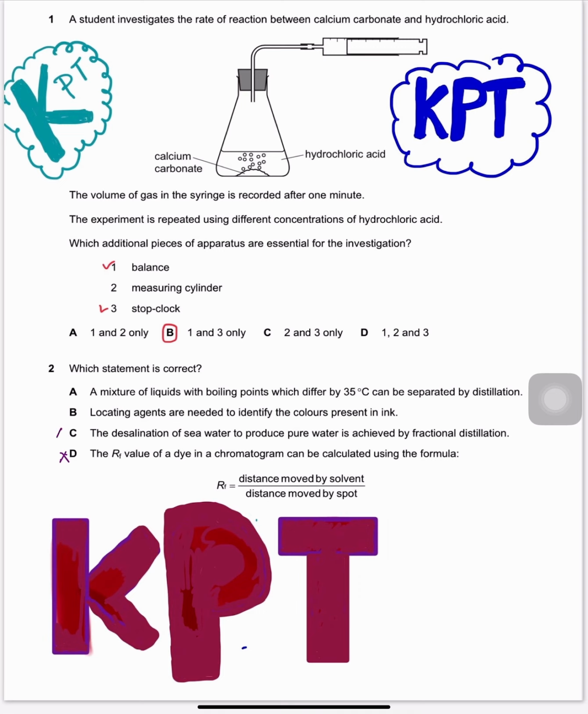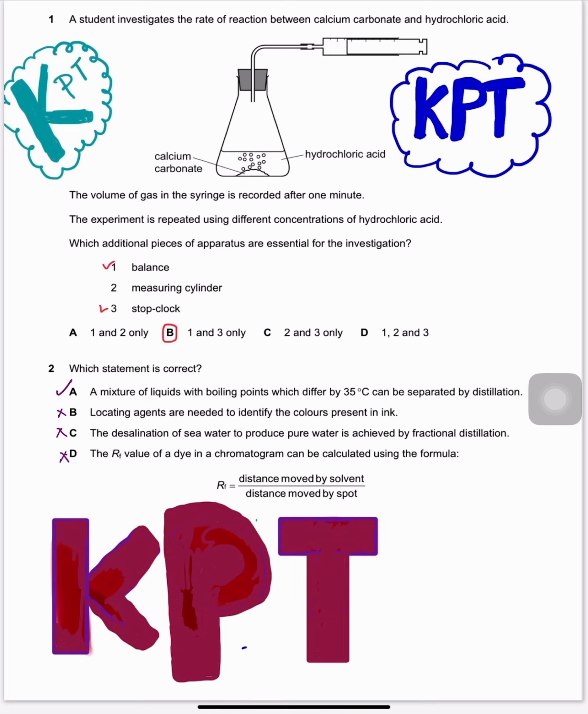The desalination option is wrong as well. And locating agent are needed to identify the colors present in ink is wrong as well, because ink spots are already colored, so it is not requiring some additional locating agent. Locating agent is a substance which we have used in paper chromatography to shift colorless spots into colored spots. So it is A option.